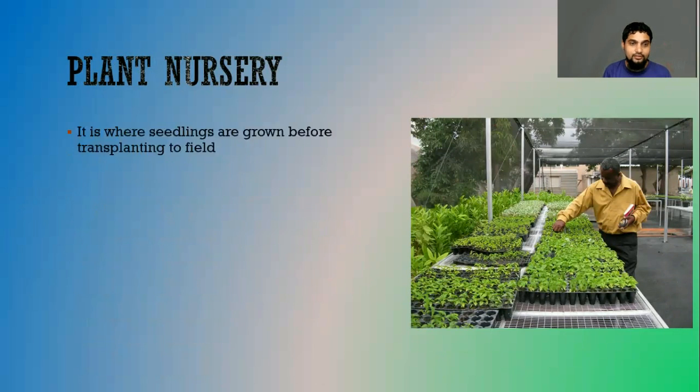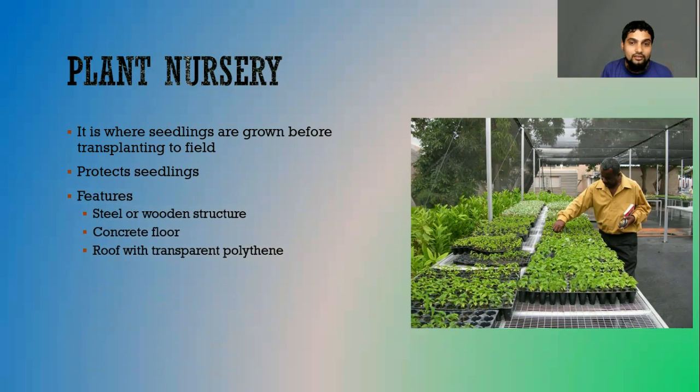Plant nursery. A plant nursery is where the seedlings are grown before they are transplanted onto the field. The main purpose of the plant nursery is to protect the seedlings from harsh environmental conditions, protect the seedlings from direct sunlight, and also try to protect the seedlings from diseases. It's easier to manage the seedlings in a plant nursery rather than to grow the plant directly on the beds in a field.